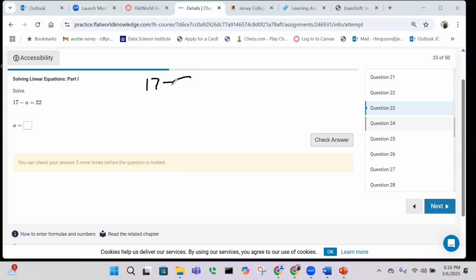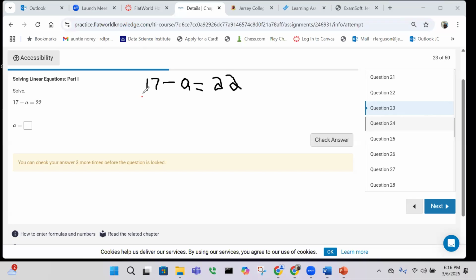-17 minus A equals 22. So what would be the first step? You gotta isolate the A. Excellent, thank you. So we're going to isolate A by doing what? Addition.